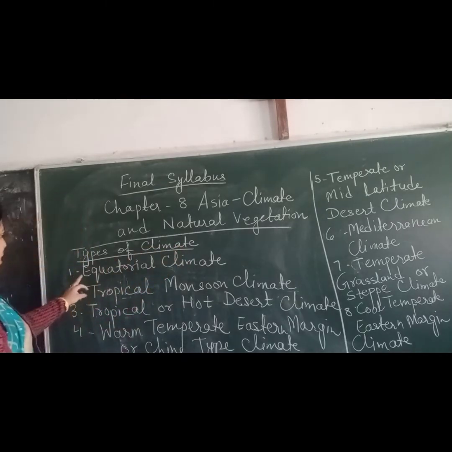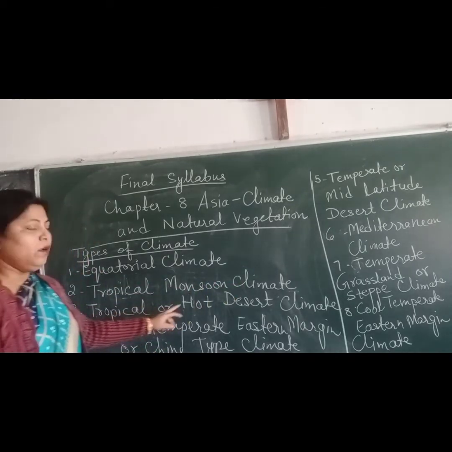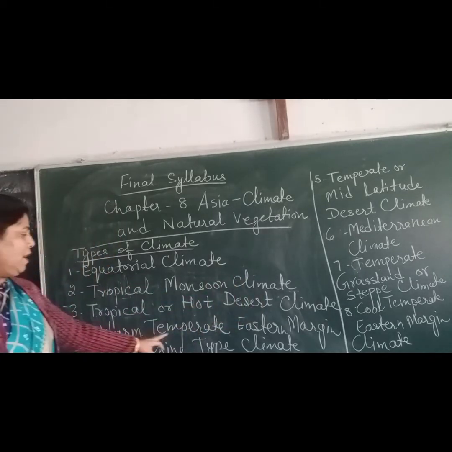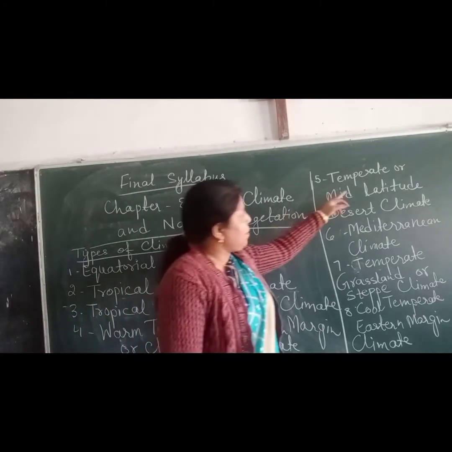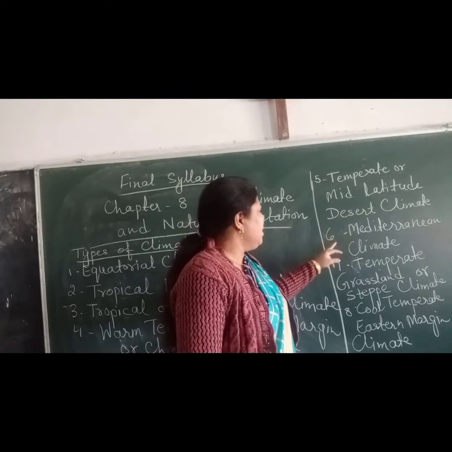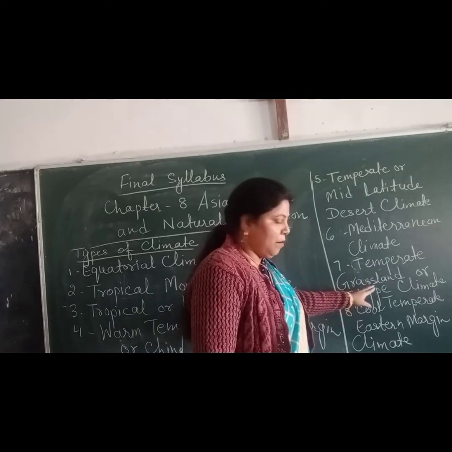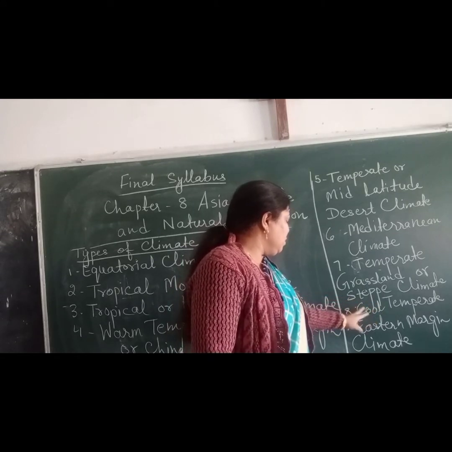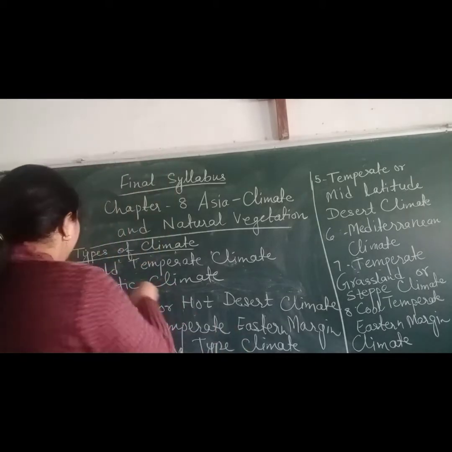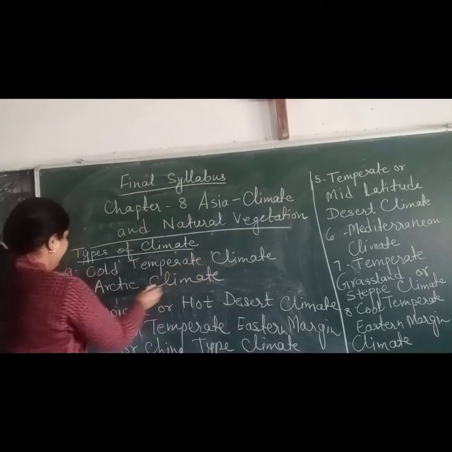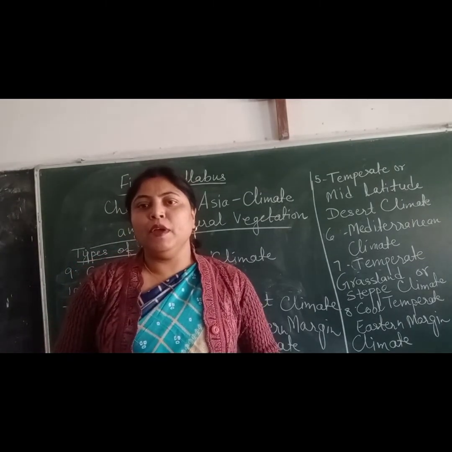Types of climate. First is equatorial climate. Second, tropical monsoon climate. Next, tropical or hot desert climate. Next, warm temperate eastern margin or China type climate. Next, temperate or mid-latitude desert climate. Sixth, Mediterranean climate. Seventh, temperate grassland or steppe climate. Next, cool temperate eastern margin climate. Next children, ninth type of climate is cold temperate climate. Tenth, Arctic climate. So children, now I will discuss one by one these types of climate of Asia.